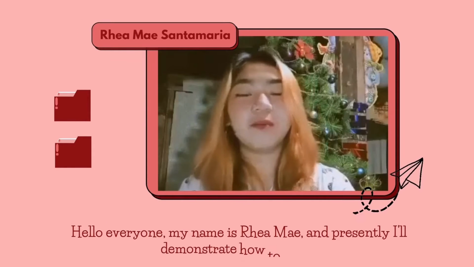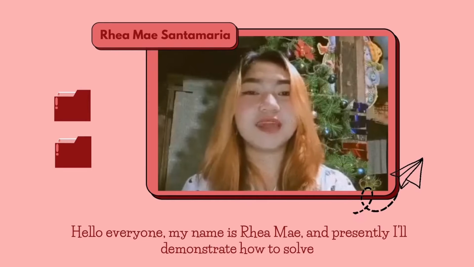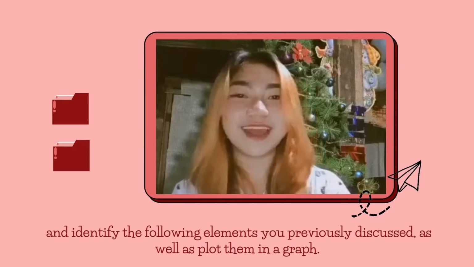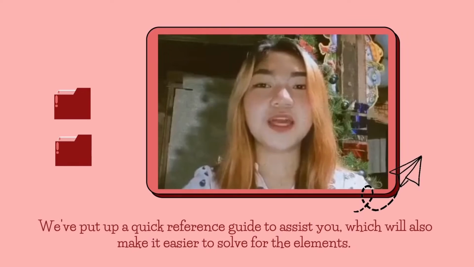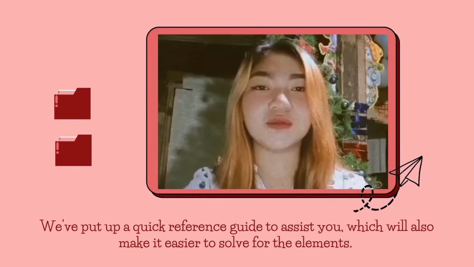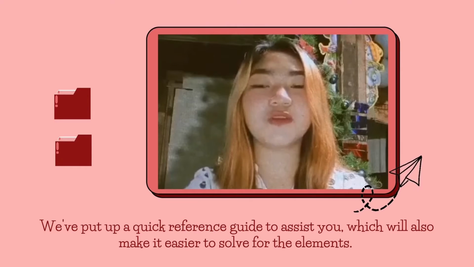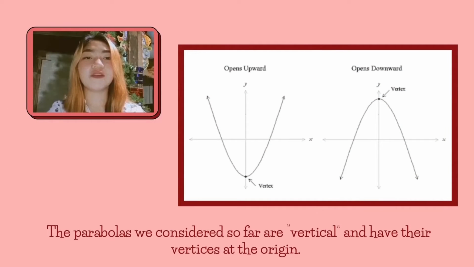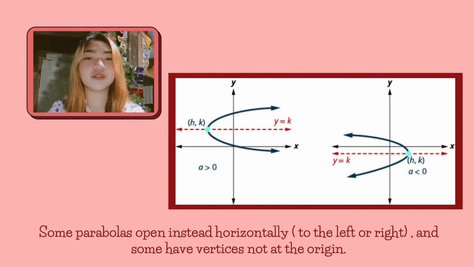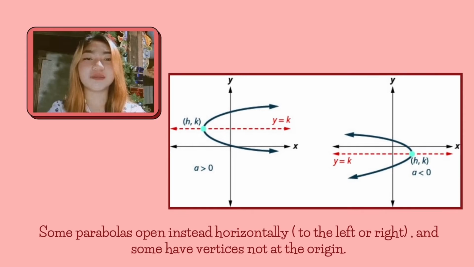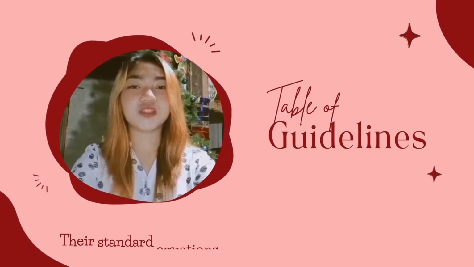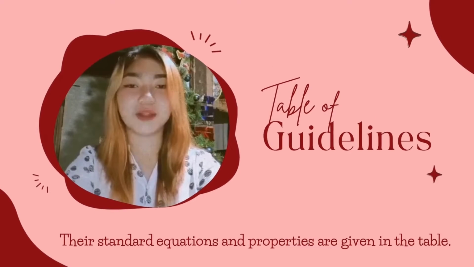Hello everyone, my name is May, and presently I'll demonstrate how to solve and identify the elements you previously discussed, as well as plot them in a graph. We put together a quick reference guide to assist you, which will also make it easier to solve for the elements. The parabolas we considered so far are vertical and have their vertices at the origin. Some parabolas open instead horizontally, to the left or right, and some have vertices not at the origin. Their standard equations and properties are given in the table.